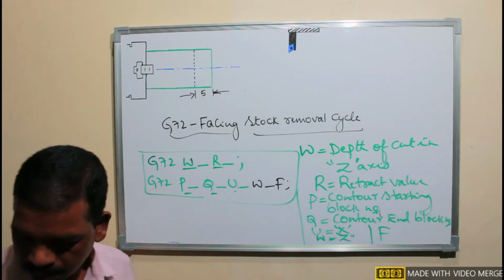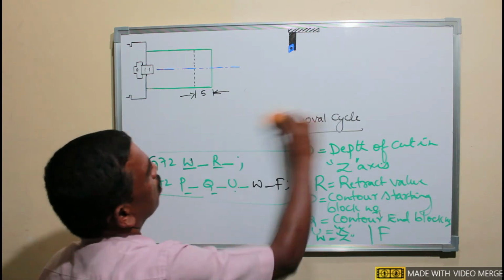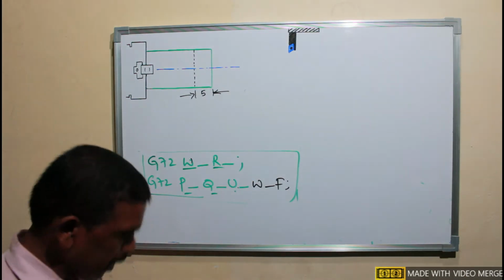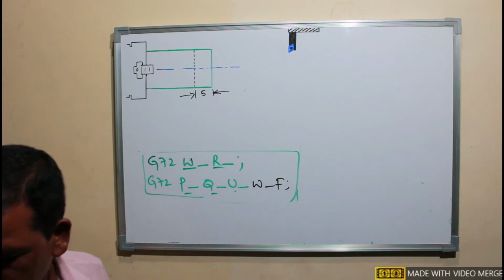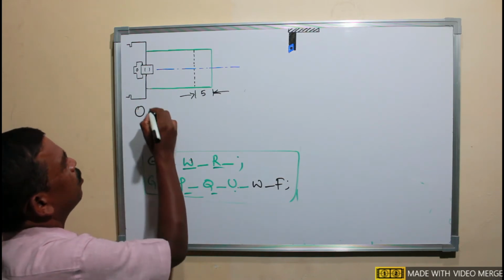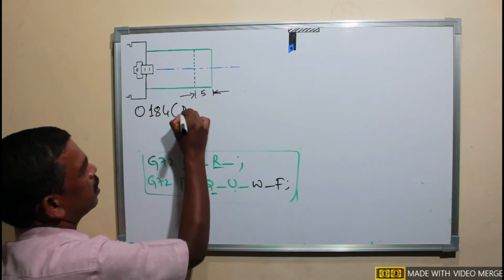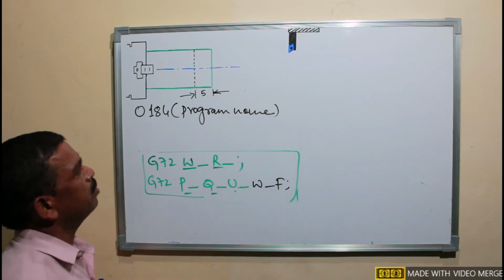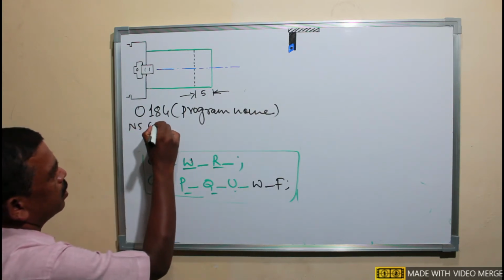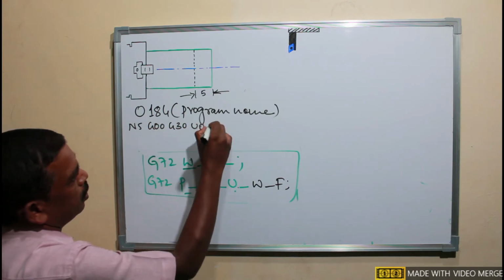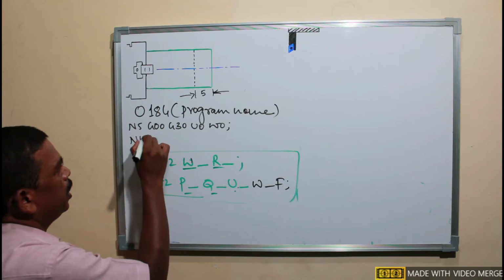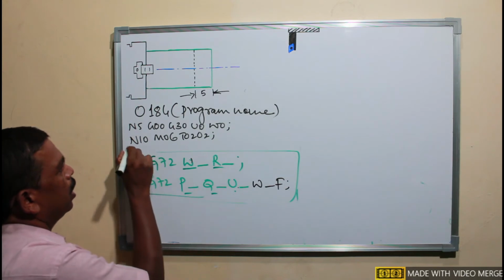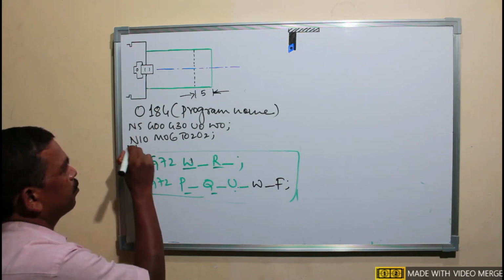Now I will write the program for this facing stock removal cycle. As usual, we have to assign one number for this program, that is O184. This is the program name. N5 is G00, G30, U0 and W0 for sending the tool home. N10 is M06, and this one is the tool number and offset number, and then N15.